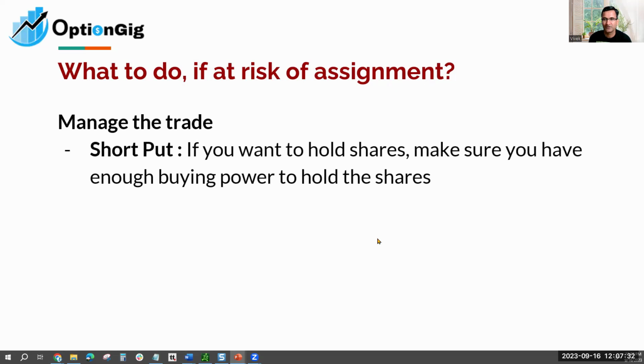Short put. If you sold a put, and if you want to hold the shares, then make sure you have enough buying power in your account. So if you sold a put at $50, make sure you have $5,000 worth of buying power in your account, because you will get the shares in your account. If not, and you don't want to own the shares, maybe you just did it for option premium sake, you really didn't want to own the shares, then close the trade on Friday itself.